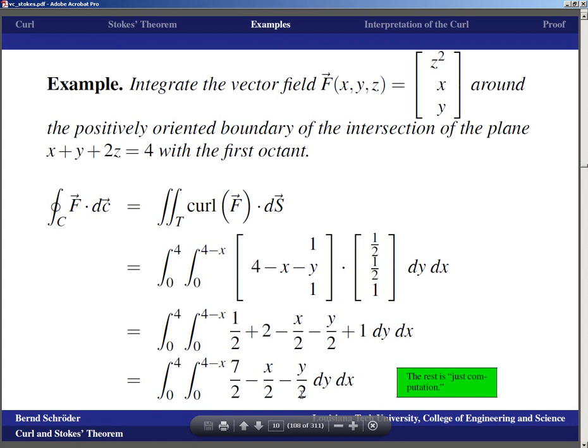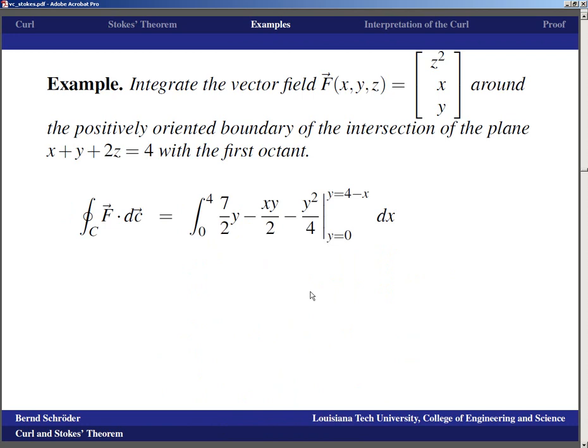Well, the antiderivative with respect to y is 7 halves y minus xy halves minus y squared over 4, which is exactly what we get here, and y goes from 0 to 4 minus x. Well, we go ahead and plug y in, and what do we get?